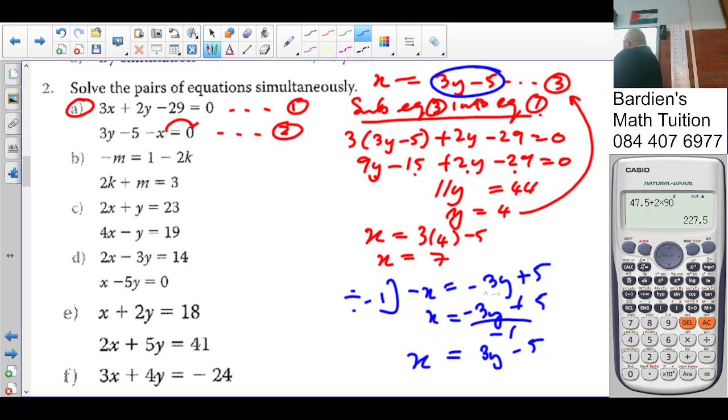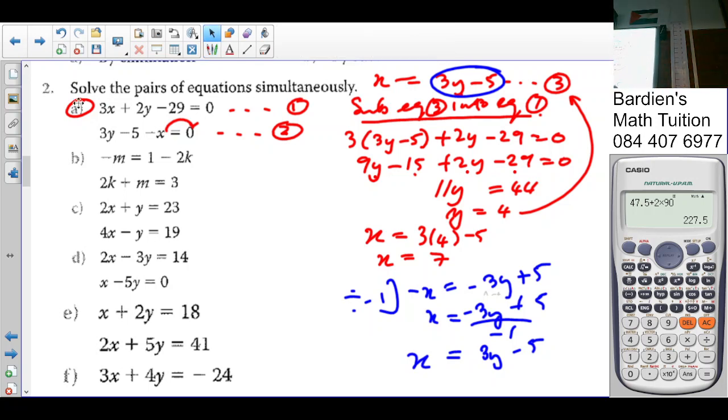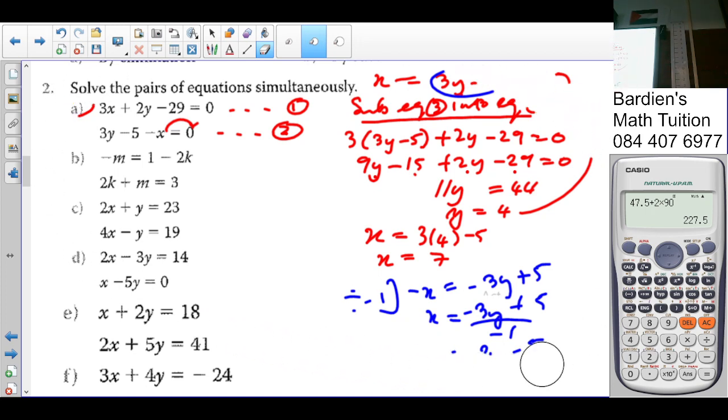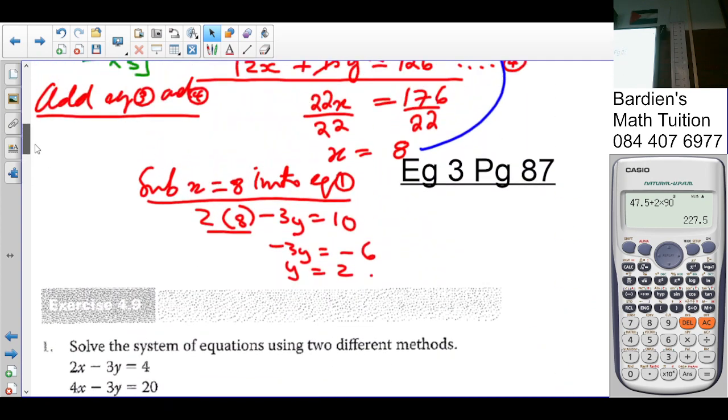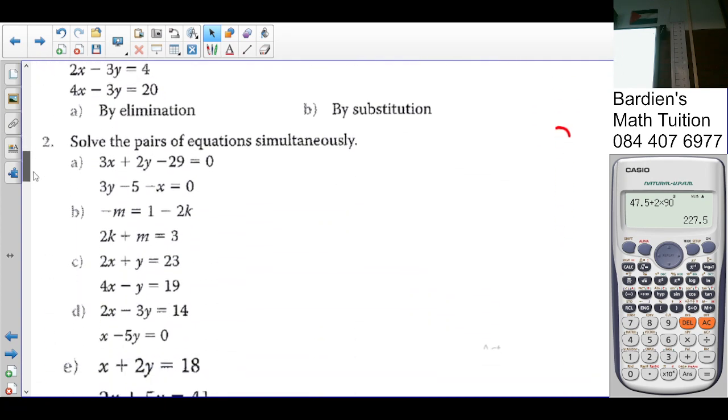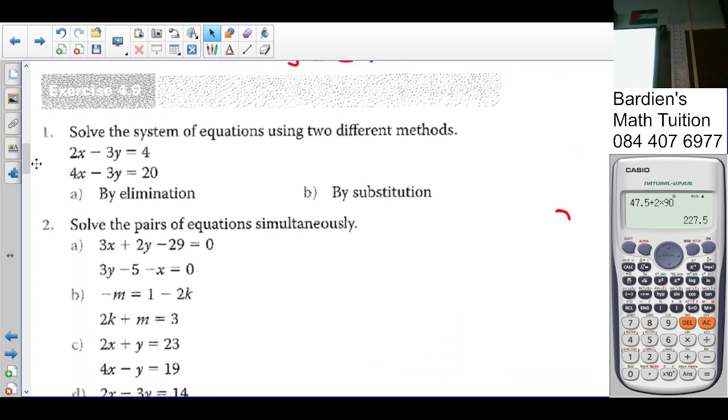Okay. Anybody else? Any problems with C? Anybody had a problem with C? Yes? What page was this on? Okay, exercise 4.9.